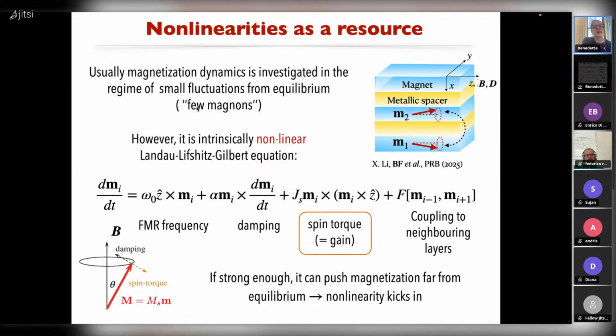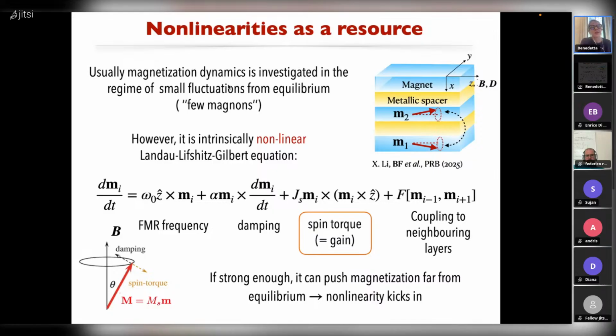So everything that I told you in the context of the skin effect was done in the so-called linear regime. So there was no drive, right? I was just considering a system in which there is some dissipation. So even if the magnetization, because of thermal fluctuations, goes away from equilibrium, it will do so very mildly.